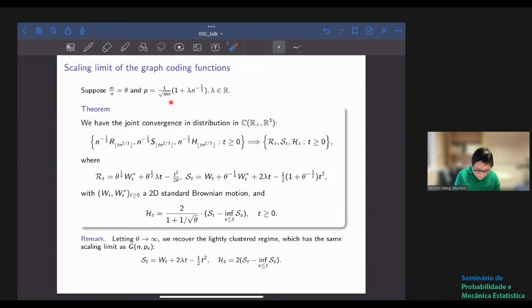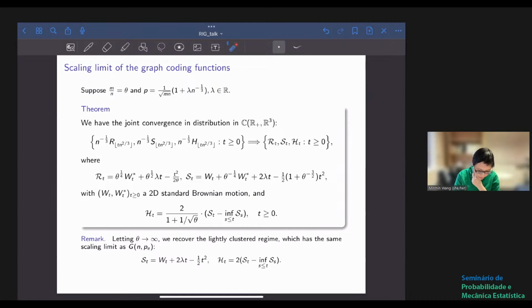So it turns out that the critical window has the same comparable size as the Erdős–Rényi case. Again, it has this term n to the power -1/3. So in that case, we look at this triplet of stochastic processes that encode the graph, R, S, and the height process H.